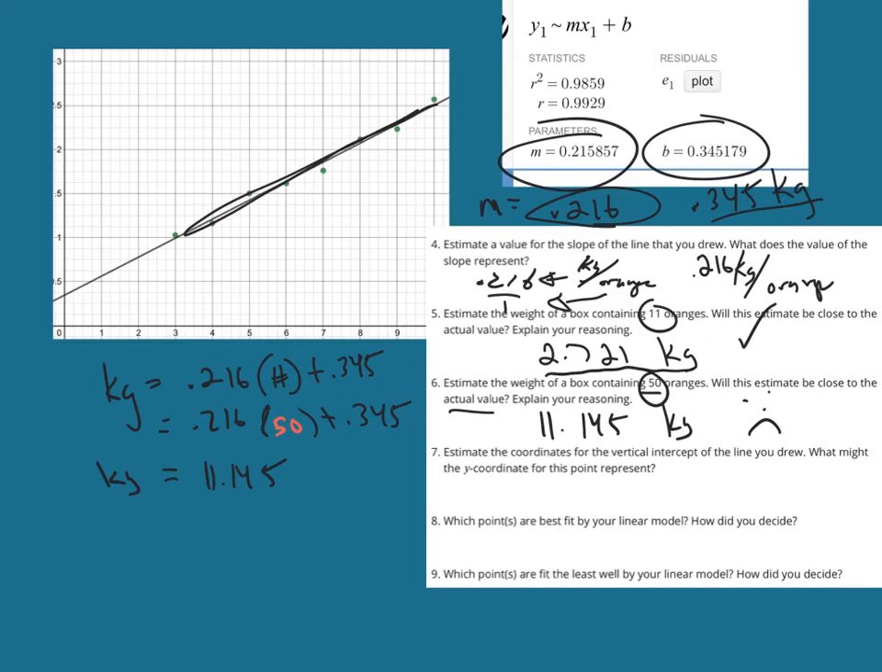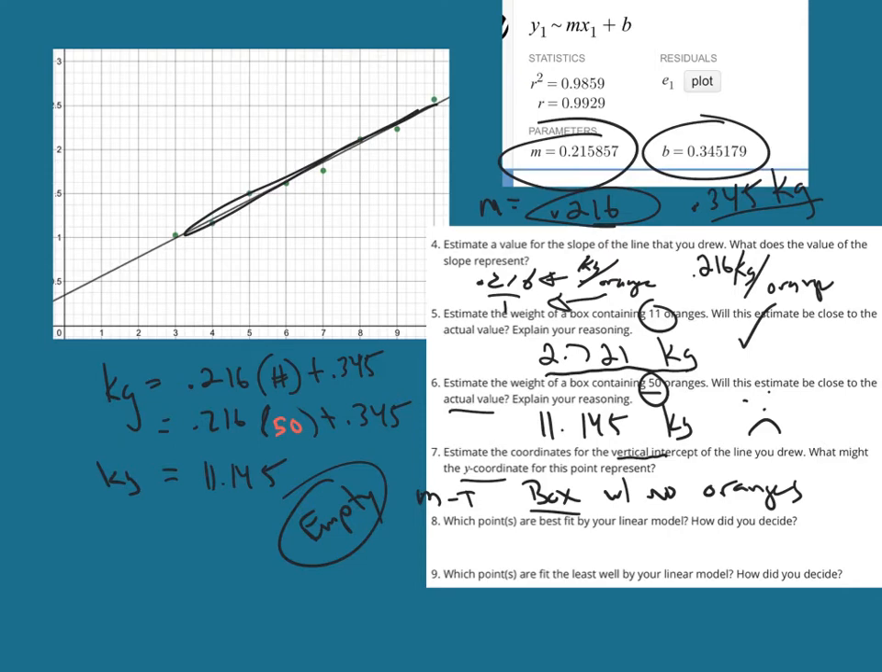Now, this next question says, estimate the coordinates of the vertical intercept, but we know the vertical intercept. What might this represent? We've already discussed this. The vertical intercept right here, this is that said vertical intercept, right? And what that represents is the box with no oranges, right? It's just the empty box, right? We'll say empty box. Okay, and really, empty. I was just trying to be funny.